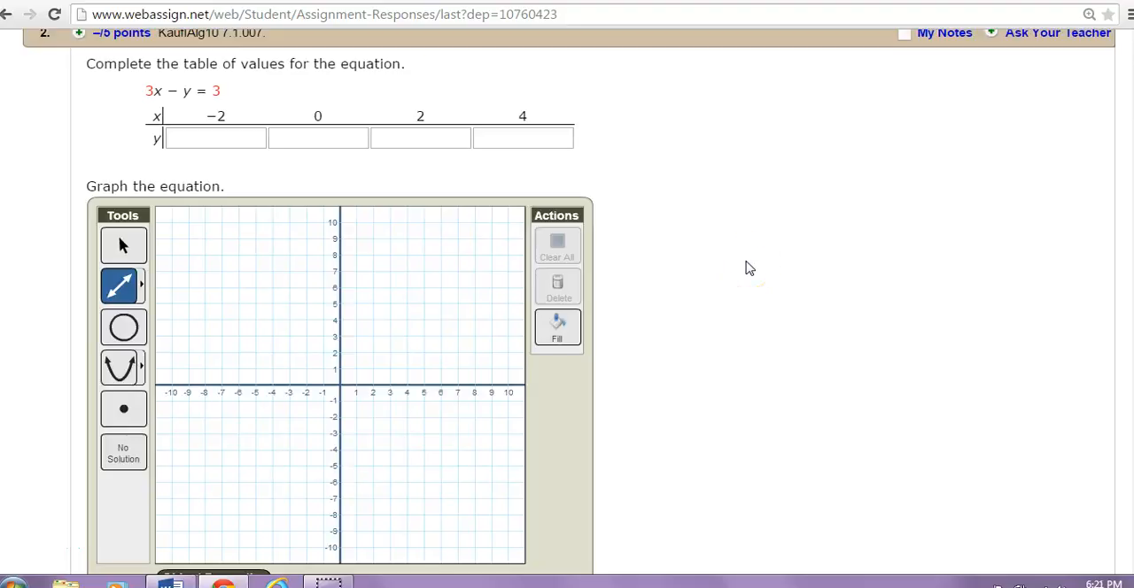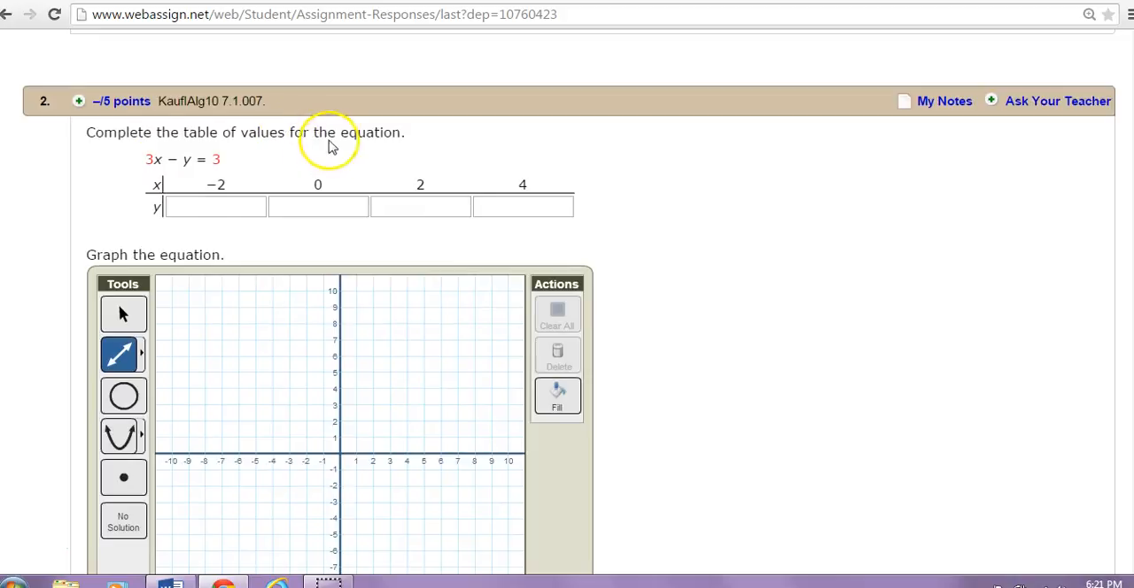I wanted to give you a tutorial on how to use the graphing tools on WebAssign because it's actually easier than you think if you haven't figured it out yet. So I wanted to go over this problem that says complete the table of values for the equation. And notice here how they have set up the t-table. Notice that it is horizontal versus the vertical way that we normally see it.